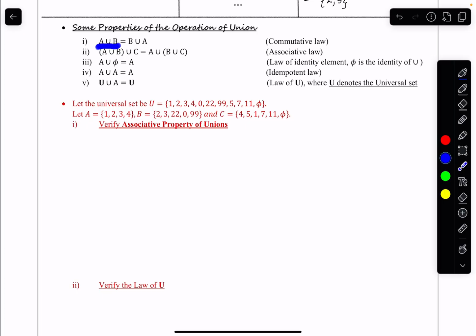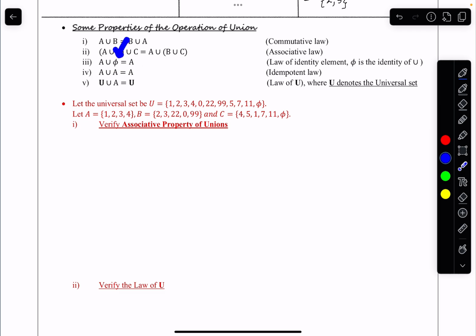Union of A with B is the same as union of B with A, which is called the commutative property. So the union operation satisfies the commutative property. It satisfies the associative property as well, which is: union of A with B, then you take the union with C, is going to be the same as union of A with B union C. Third property, A union phi is the same as A.